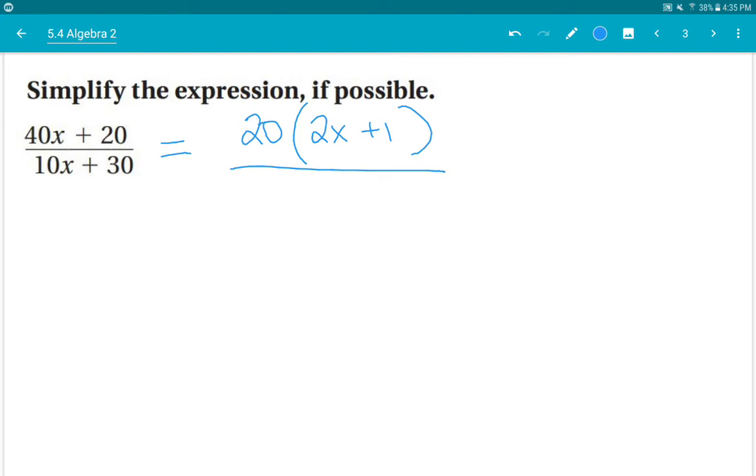Okay, in my denominator, same idea. Look for a GCF. What do they have in common? They have a 10 in common. We're going to factor out the 10. We're going to be left with x plus 3.